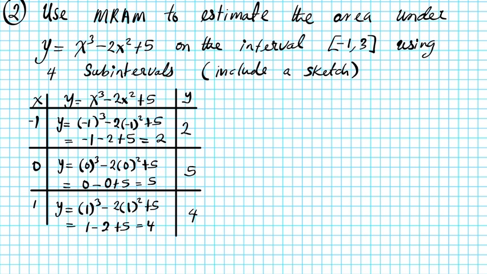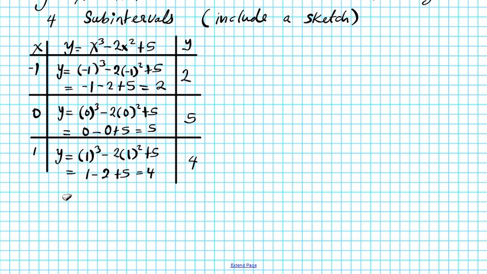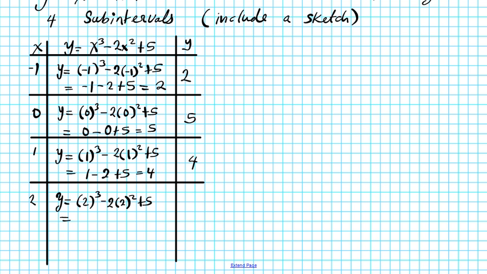We have 2 more outputs to generate. So the next one we're going to generate is 2, and then we'll generate 3. Alright, so for input number 2, we're going to have y equals 2 to the third minus 2 times 2 squared plus 5. 2 to the third is 8. 8 minus 2 squared is 4 times 2, 8, plus 5. 8 minus 8 is 0, plus 5 is 5. So our output here is 5.